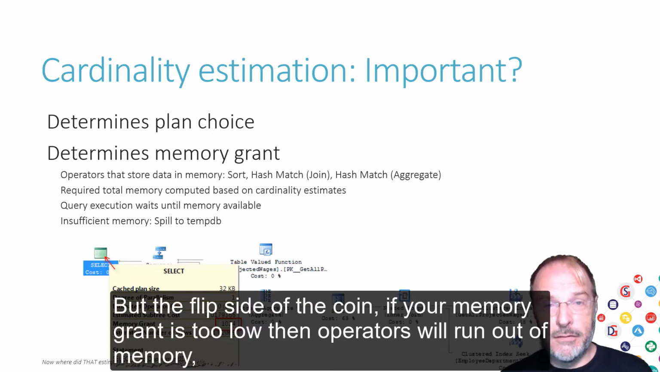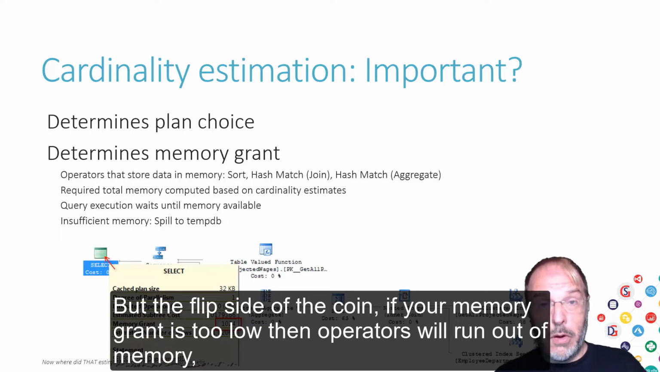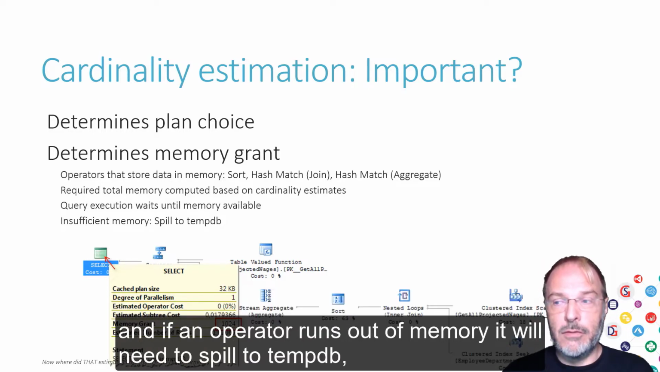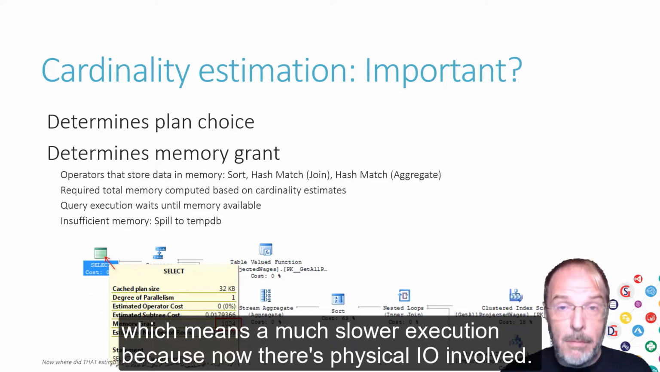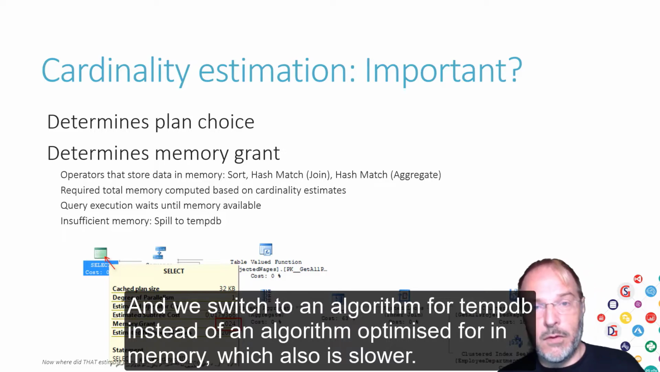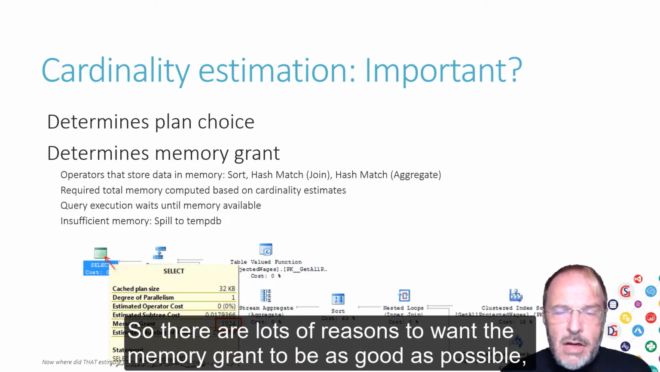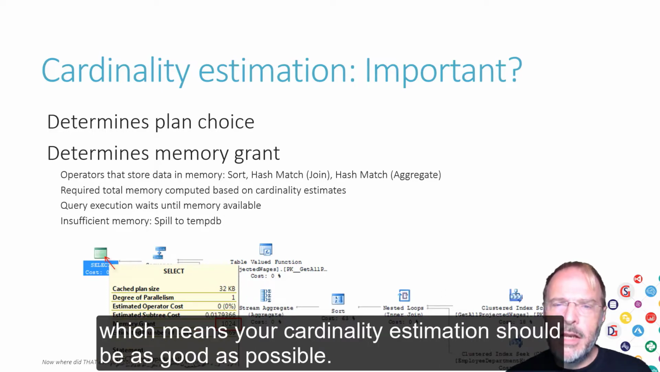But the flip side of the coin, if your memory grant is too low, then operators will run out of memory. And if an operator runs out of memory, it will need to spill to tempdb, which means a much slower execution because now there's physical I/O involved. And we switch to an algorithm for tempdb instead of an algorithm optimized for in-memory, which also is slower. So there are lots of reasons to want the memory grant to be as good as possible, which means your cardinality estimation should be as good as possible.